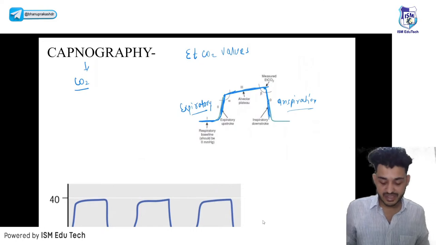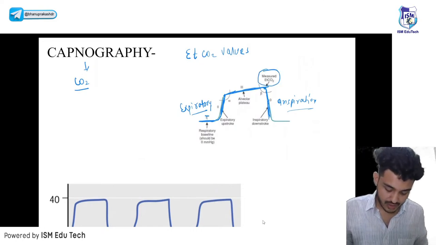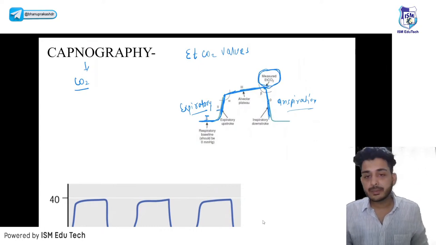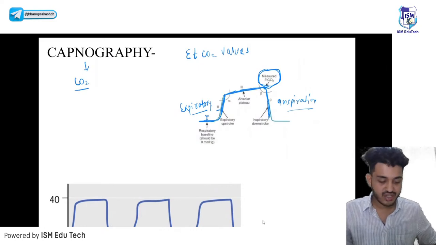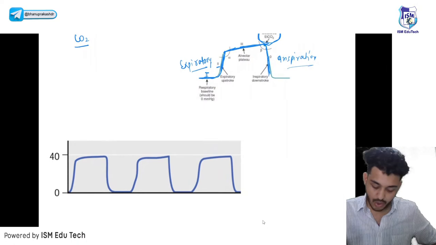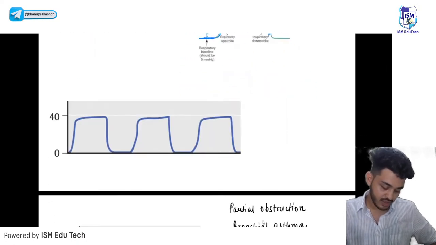Where do we measure ETCO2 levels? At the end of phase 3. This one is phase 1, this one is phase 2, and this one is phase 3. That was the question asked: where do we measure the levels of ETCO2? We measure the levels of ETCO2 at phase 3. So this is a normal capnography graph that we see in a normal intubation.